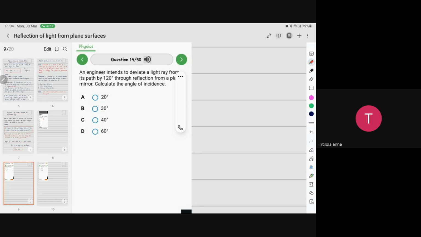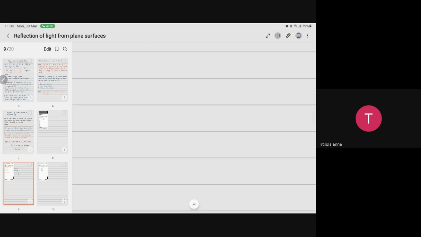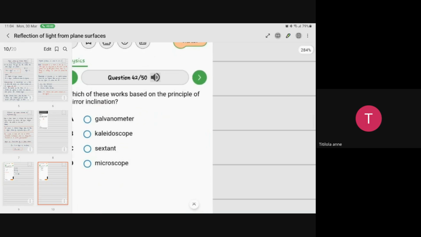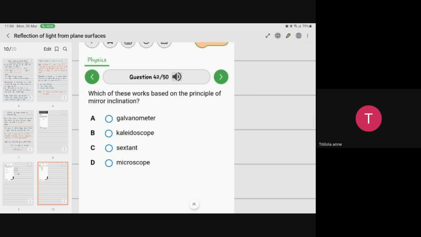So what did we use? We used that deviation D is equal to 2i. So deviation is equal to 120, so 120 is equal to 2i. Divide both sides by 2, so that the incident ray is equal to 60 degrees. All right, so the next question we have right here, they asked, which of these works based on the principle of mirror inclination? So someone quickly, which of the following works? Okay, Meso, go ahead. Your hand is up.